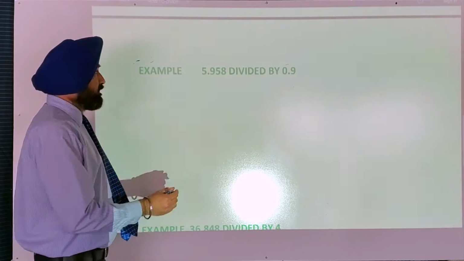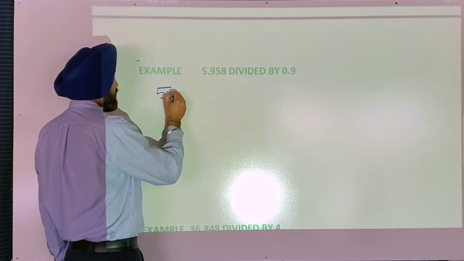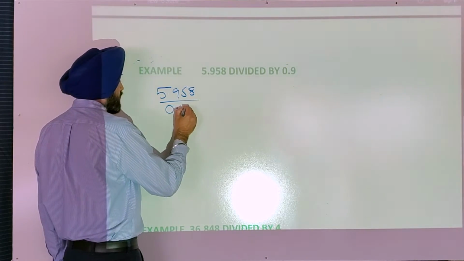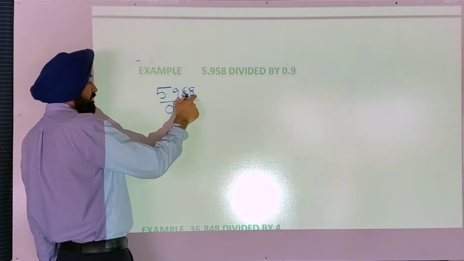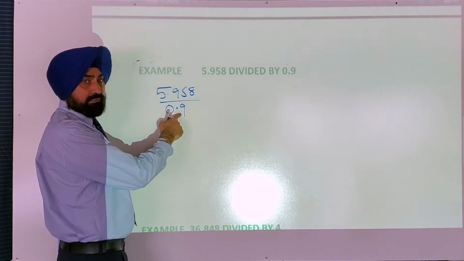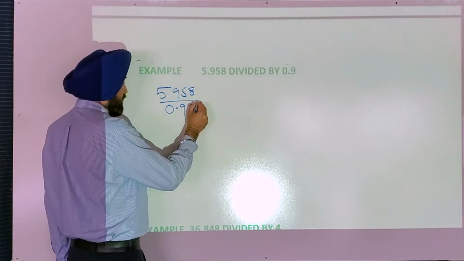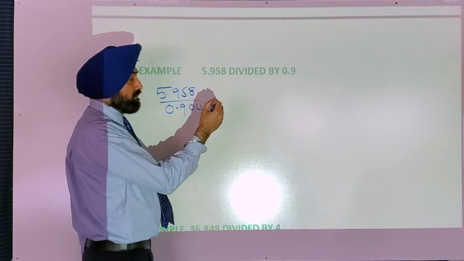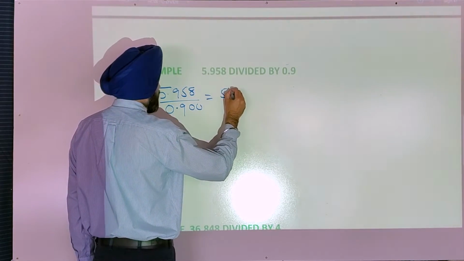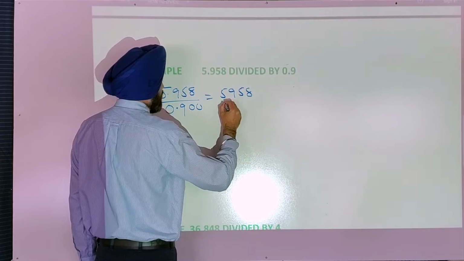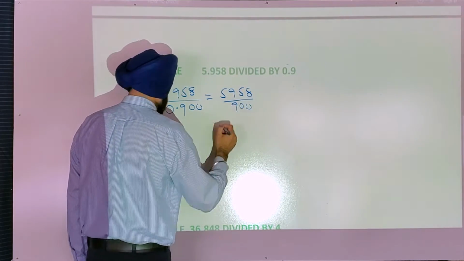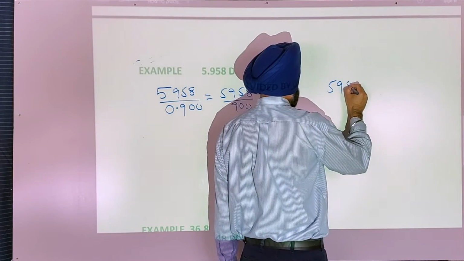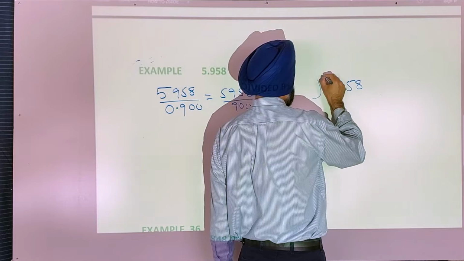Okay, the second example, 5.958 divided by 0.9. Check, there are 3 numbers after the decimal here, and only 1 number after the decimal there. If I put 2 extra zeros here, there are 3 numbers after the decimal in both. So you can remove the decimal. That is 5,958 divided by 900. Now you can divide 5,958 by 900.